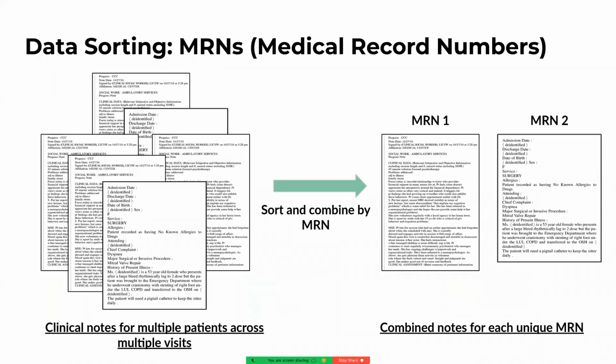Many patients have multiple hospital visits over many years, with a new clinical note created for each visit. Medical record numbers, or MRNs, are the only unique patient identifier that remains constant across multiple hospital visits. The very first step of our data pre-processing is to sort all of the clinical notes by MRN and combine them into one singular text for each patient.